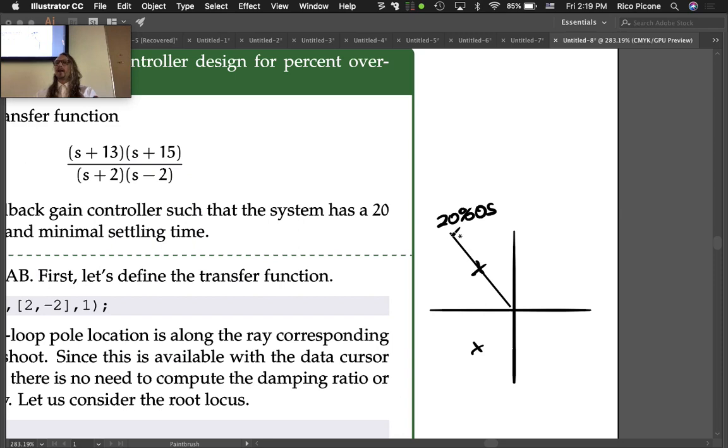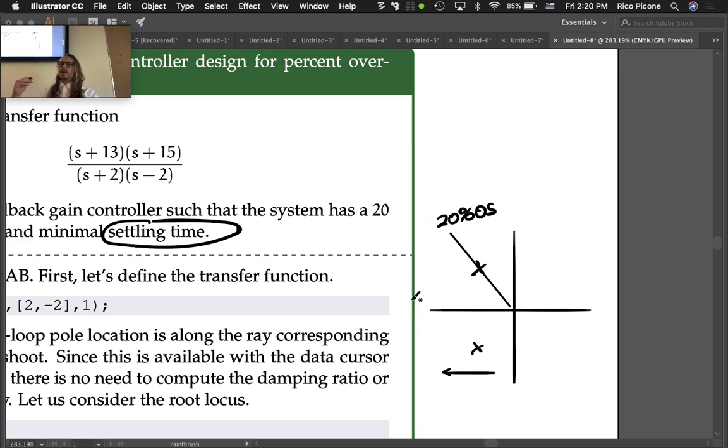On the 20% overshoot line, we want to select a gain so that we end up being somewhere on that line. Also, we want to minimize the settling time, right? That was another requirement. So if we're going to minimize the settling time, then we have to remember that in the complex plane, the settling time is going to get smaller and smaller as you move leftward, okay? More and more negative real parts of those dominant poles.